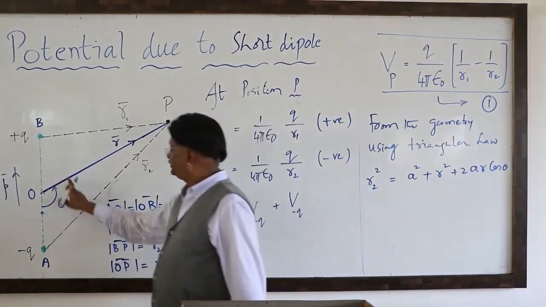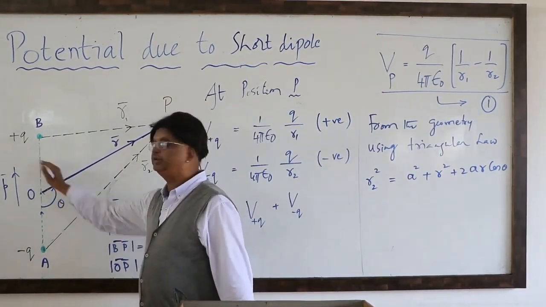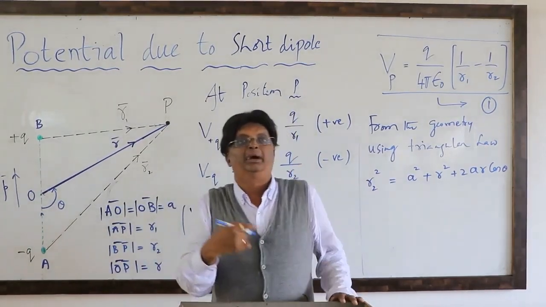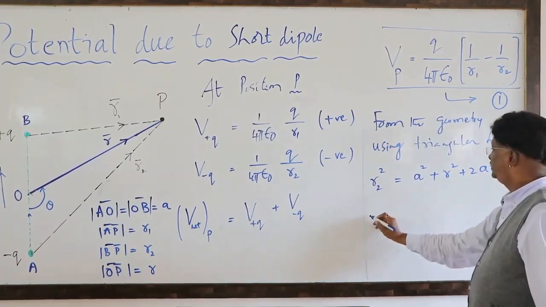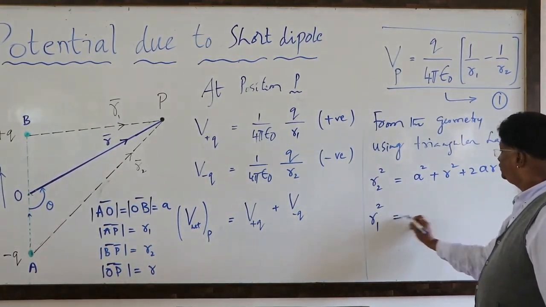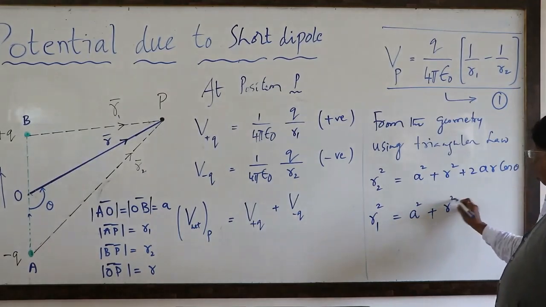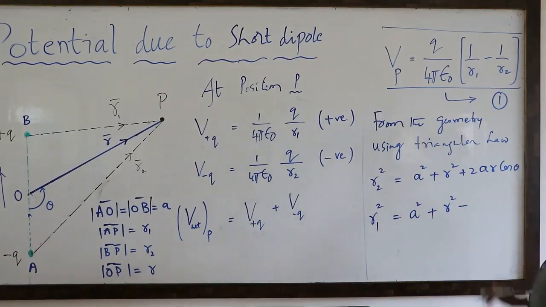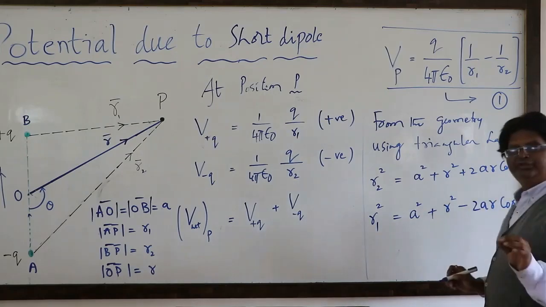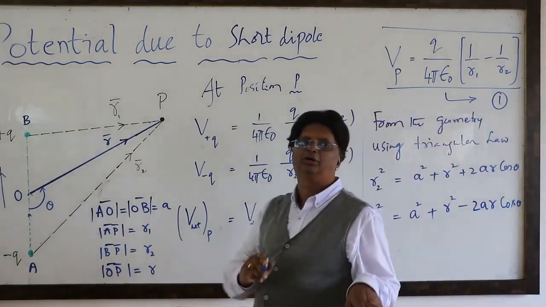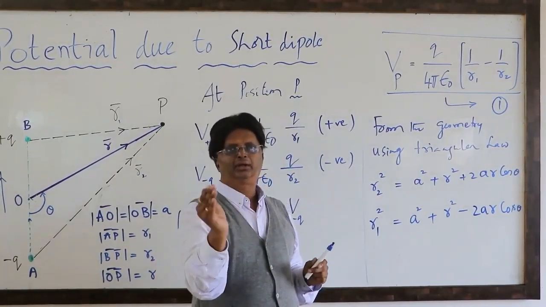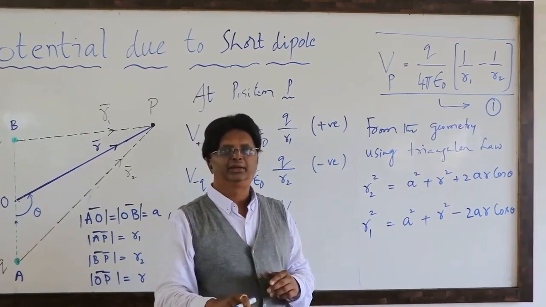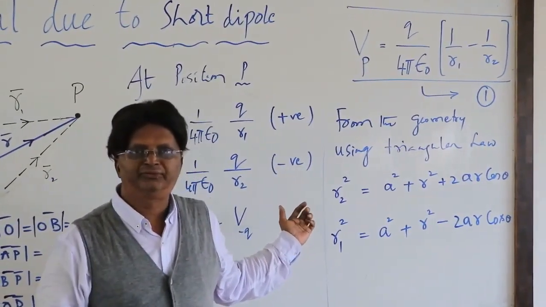Supposing this angle is theta, then the other angle becomes 180 minus theta. Cos of 180 minus theta becomes minus cos theta. Therefore, similarly, we can write R1 square is equal to the same A square plus R square minus 2AR cos theta, because of the cos of 180 minus theta term. So these are the two results using the triangular law of addition. Now from these two, a small simplification I will do on my next board.